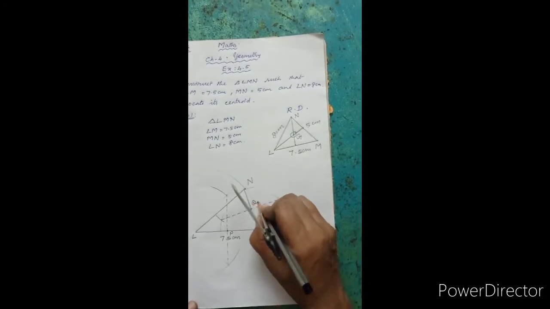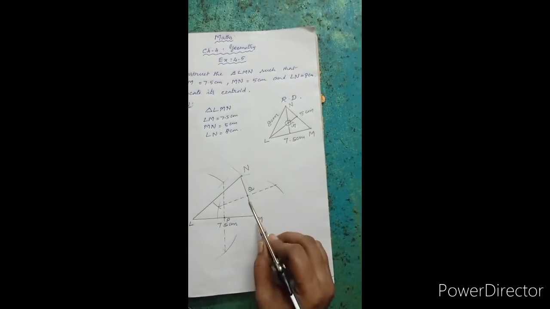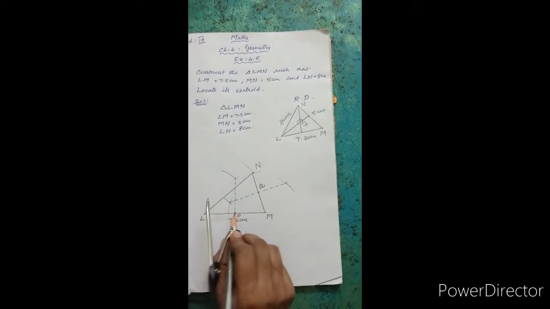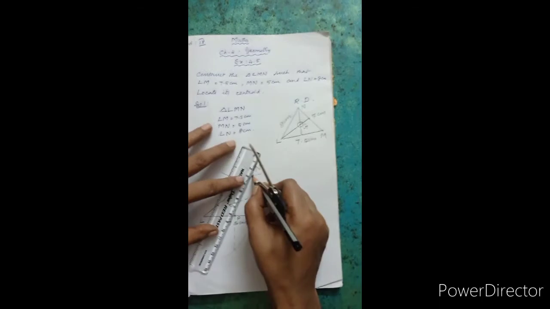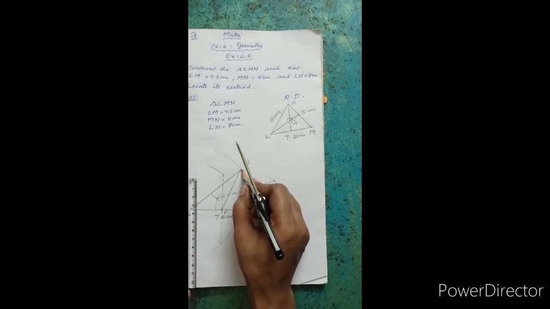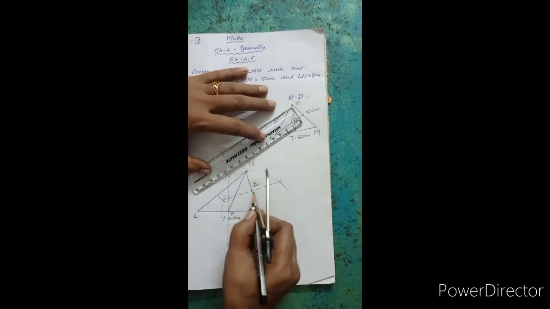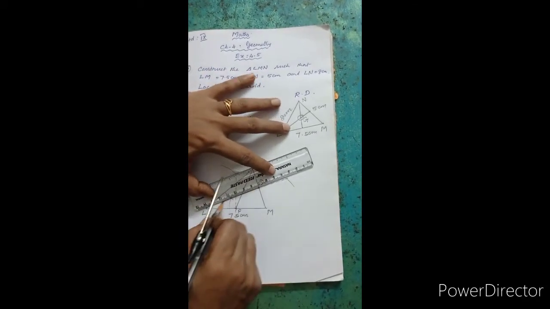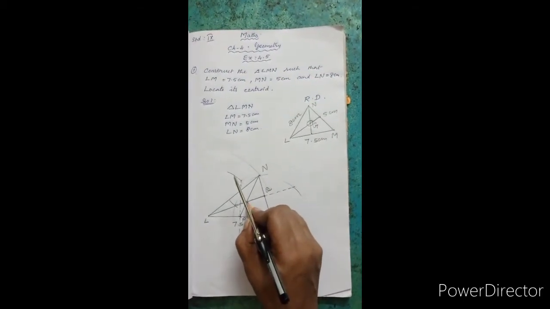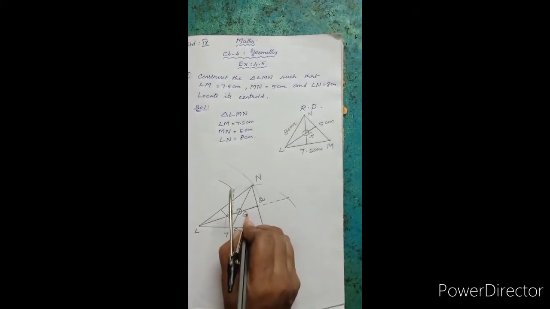This point is Q. P is midpoint of LM. Q is midpoint of MN. Now join this midpoint P with this vertex of the triangle by a straight line. This is median. Now NP is median. Now join this Q with L. This is another median. The point of concurrency of these two medians is centroid, denoted by letter G.